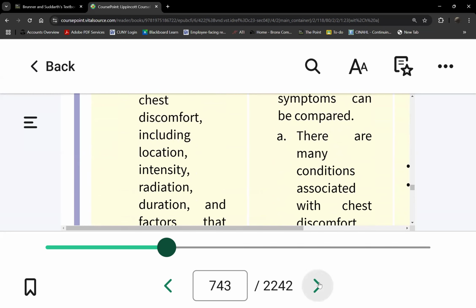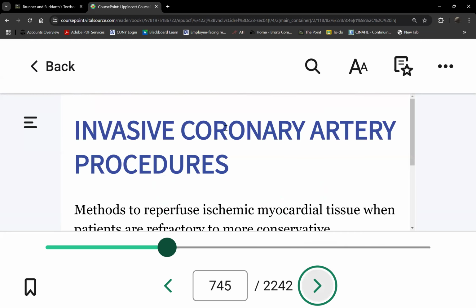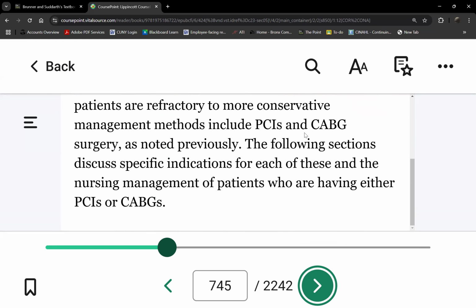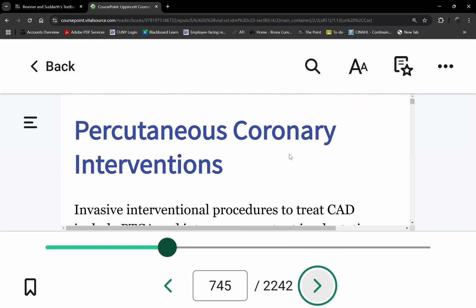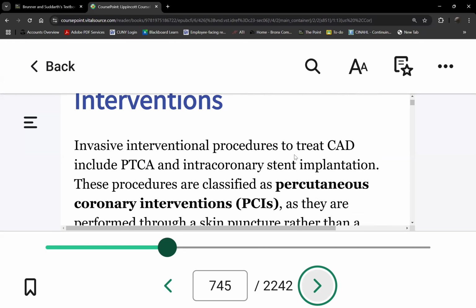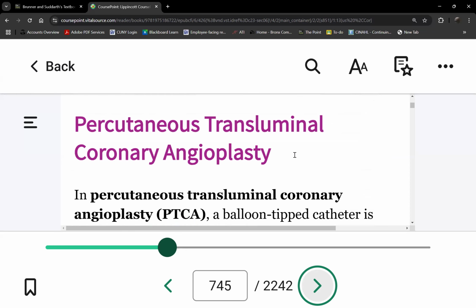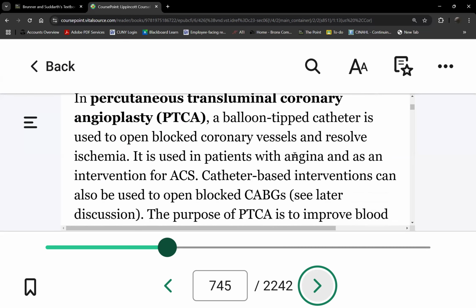All right, let's go now to your responsibilities. So here is PCI. This is the gold standard. If possible, if the hospital the patient was brought to is capable, use PCI instead of thrombolytics. It's much safer. So here's the description: through a small artery, a balloon tip catheter is inserted.